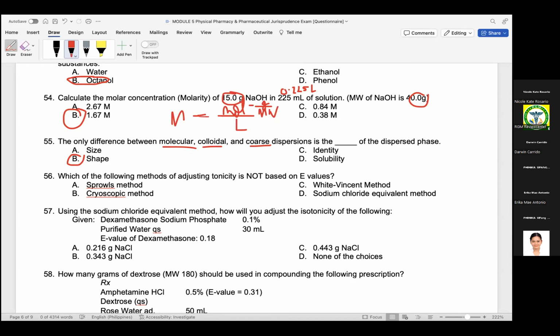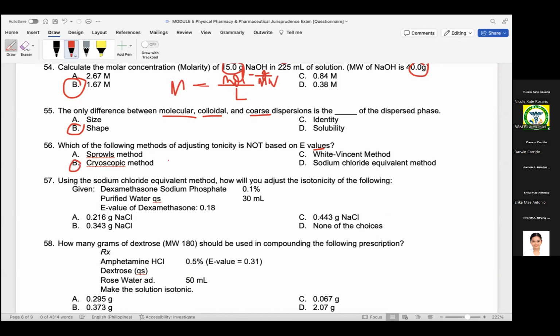Number 56. Which of the following methods of adjusting tonicity is not based on E-value? The correct answer is cryoscopic method. If you recall its formula, this is equal to 0.52 minus A, which is the freezing point depression of 1% of drug, over B, the freezing point depression of the adjusting substance. So, walang E-value na kailangan. Di ba pag E-value, it's sodium chloride equivalent. So, hindi nakabase sa sodium chloride ang method of adjusting tonicity for cryoscopic method, but it is based on the freezing point depression, which is negative 0.52.